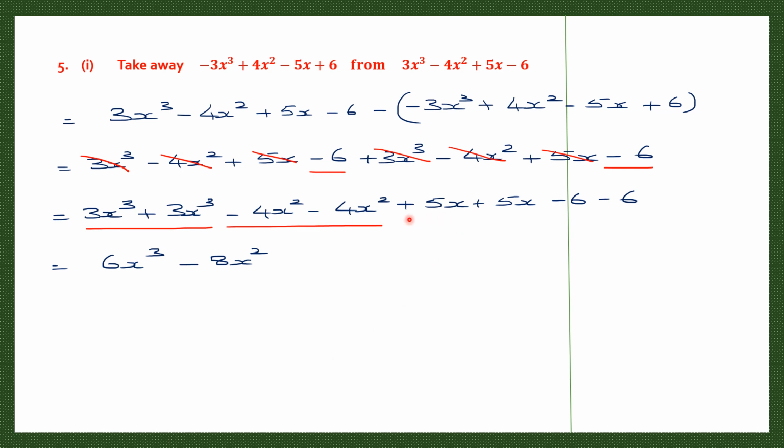Now going to the next one, here we have plus 5x plus 5x. If you take only the numbers, it is plus 5 plus 5. That means signs are the same. We put the same sign and add. 5 plus 5 is 10, 10x. If you go to the numbers here, it's minus 6, minus 6. The signs are the same, so we put the same sign and we add. 6 plus 6 is 12. So our final answer is here 6x cubed minus 8x squared plus 10x minus 12.